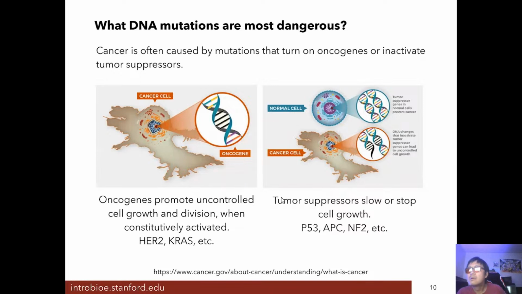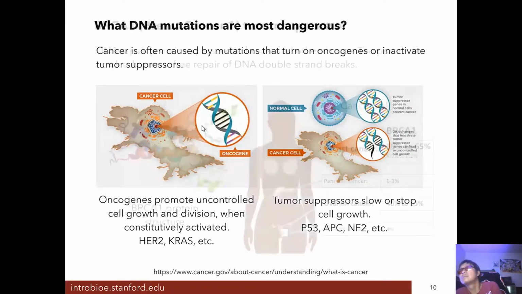Tumor suppressors, on the other hand, are genes that would usually slow or stop cell growth. These are inactivated in cancers. So in a normal cell, a tumor suppressor gene is intact, and in a cancer cell, you may have damage to your DNA that deletes or somehow inactivates one of these tumor suppressors. And without the expression of something like P53 to stop cell growth, you start to get uncontrolled cell growth and formation of the tumor. Okay, so mutations to oncogenes or tumor suppressors are what can lead to cancers.